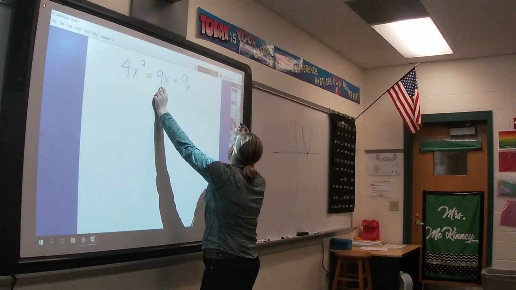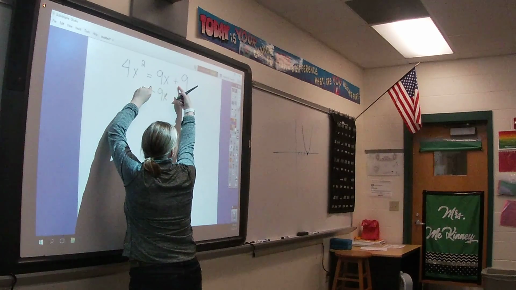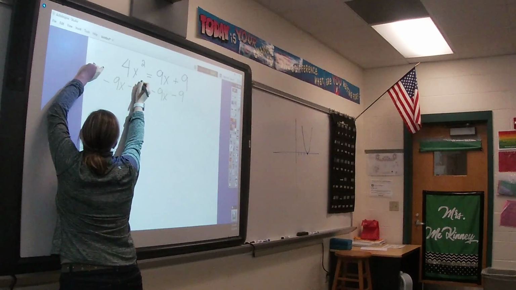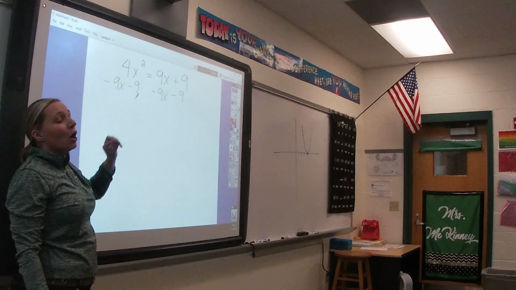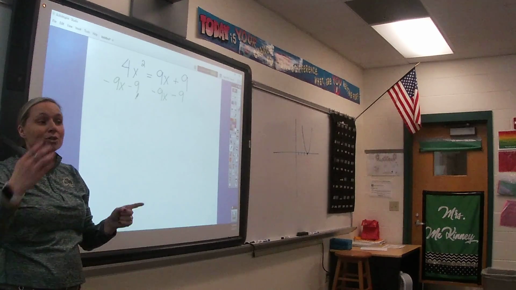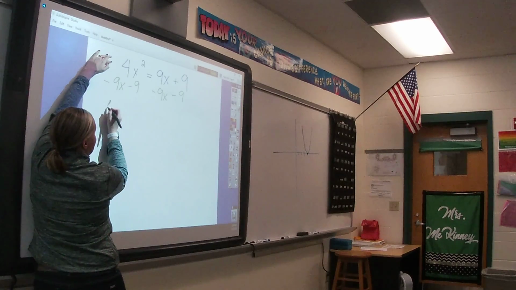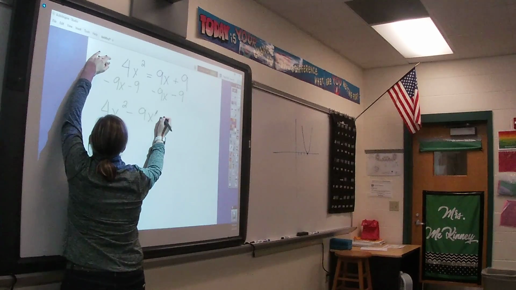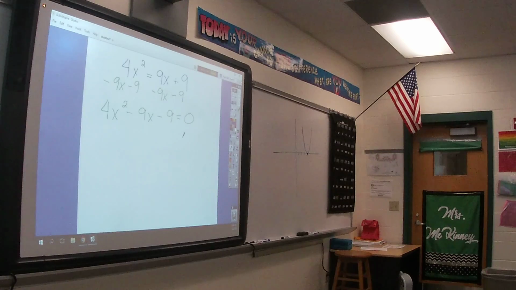How do we move a positive 9x? We subtract it. How do we move a positive 9? Subtract it. But there's nothing on the other side. Can any of these terms be combined? No. The key is just to make sure you write it in the correct order so your trinomial factoring makes sense. So make sure it's standard form, highest degree: 4x squared minus 9x minus 9 equals 0.